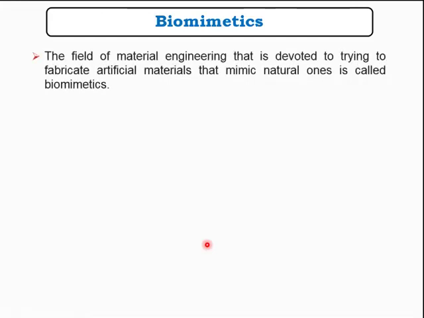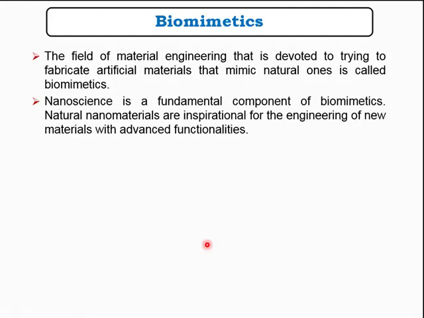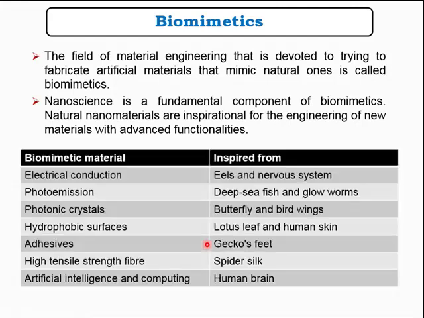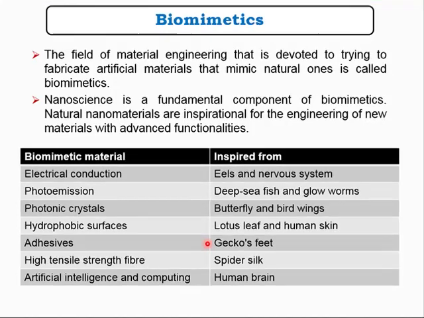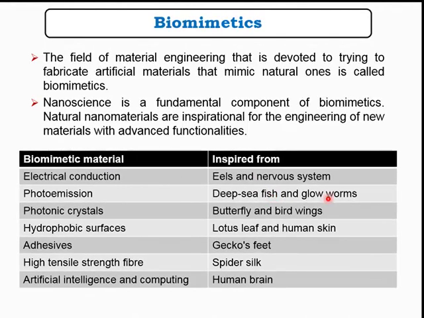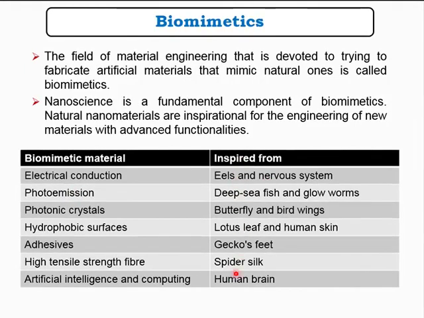There are many other examples of nanotechnology, that is, biomimetics. So what is biomimetics? Basically, it is the field of material engineering devoted to fabricating artificial materials that mimic natural ones, and there are numerous examples of this phenomenon. For example, eels and the nervous system have electrical conduction, and deep sea fish and glowworms have photo emission, and all of these involve nano particle sizes.